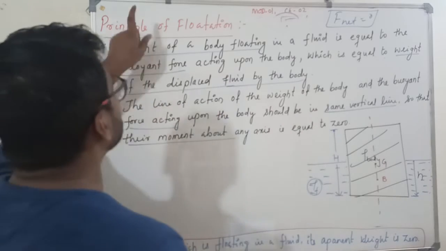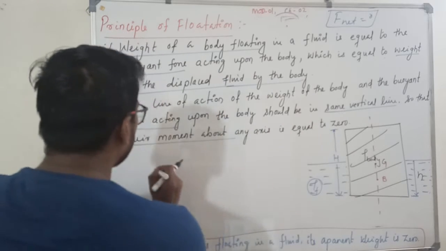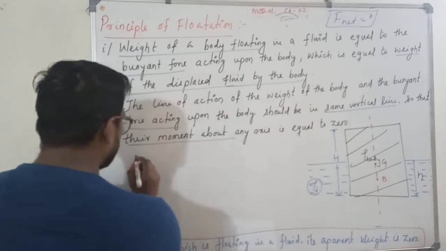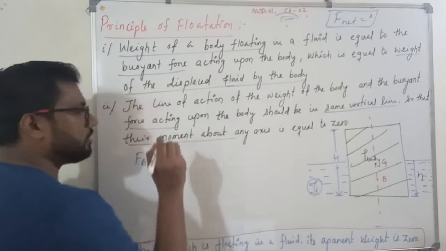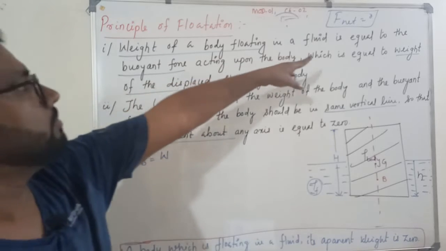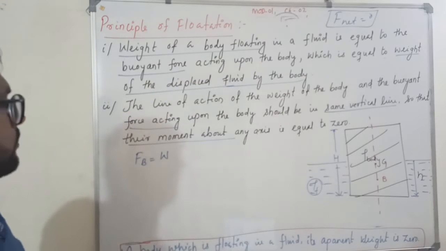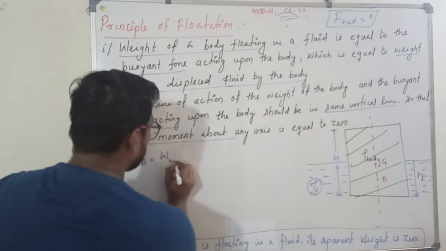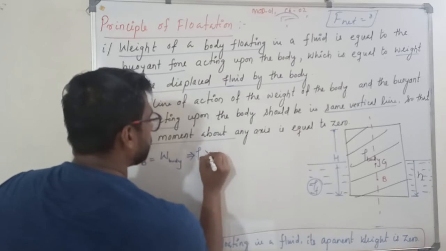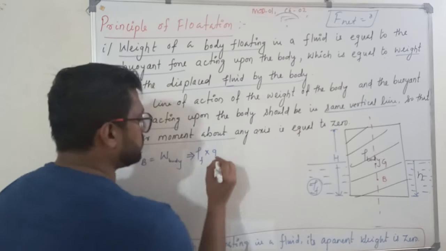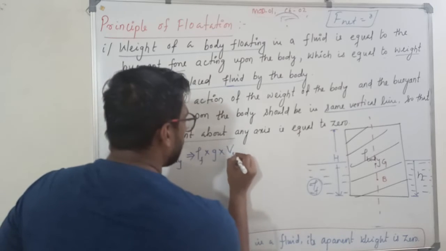So what does this say, sir? It says the buoyancy force which is acting, FB, is nothing but equal to the weight of the body itself. So W body. Now what is the buoyancy force? Sir, buoyancy force is density of fluid multiplied by g multiplied by the volume submerged.